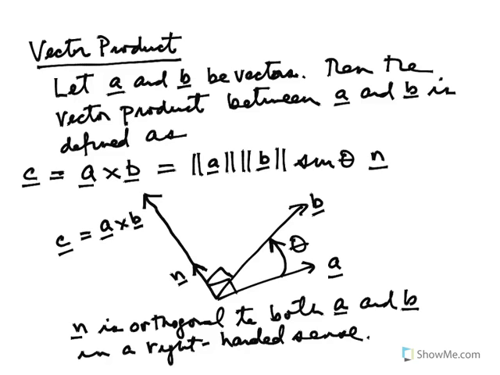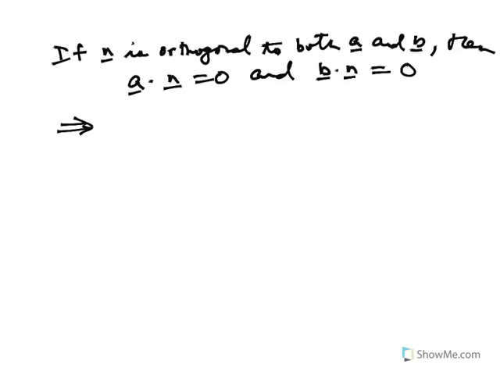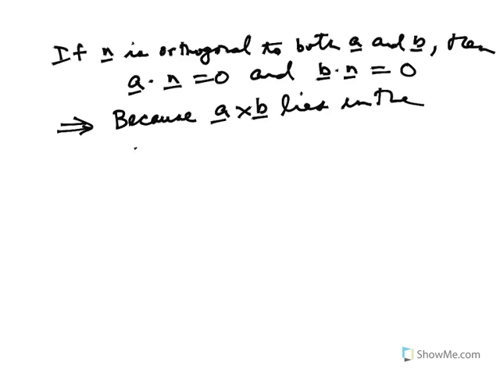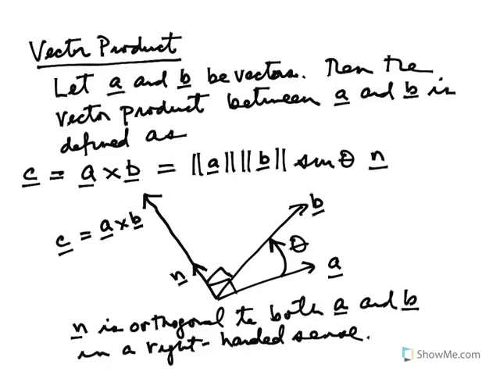So what's important about the orthogonality, for starters, is as follows. If n is orthogonal to both A and B, then we know that A dotted with n has to equal 0 and B dotted with n has to equal 0. Okay? So that means that since A cross B lies in the direction of n, that implies that A cross B dotted with A is equal to 0, and A cross B dotted with B is equal to 0. Now, one thing that I should have said here is n is a unit vector.